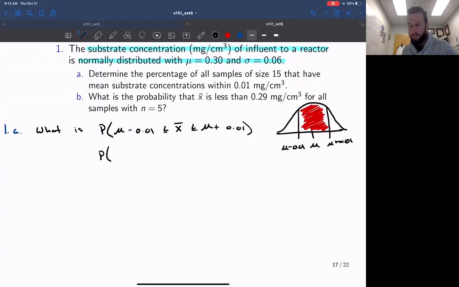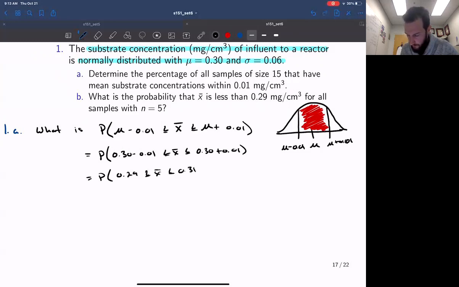Okay, so we can start to simplify this problem. So we know that mu is equal to 0.3. So we have 0.3 minus 0.01 is less than or equal to X bar is less than or equal to 0.3 plus 0.01. So this is the probability 0.29 is less than or equal to X bar is less than or equal to 0.31.